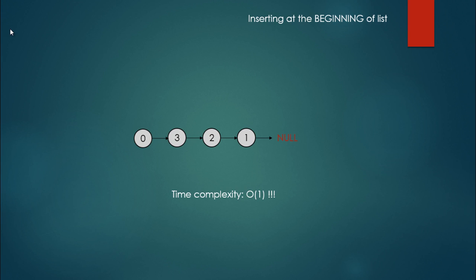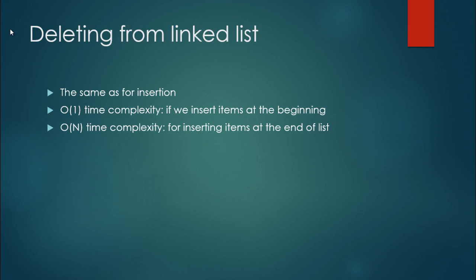So that's the main characteristics of array lists and linked lists. And of course, deleting from a linked list is the same as for insertion. If we want to do it at the beginning, it can be done in constant time complexity, very fast. If we want to do it at the end of the list, it has linear time complexity. So that's all about linked lists and array lists.